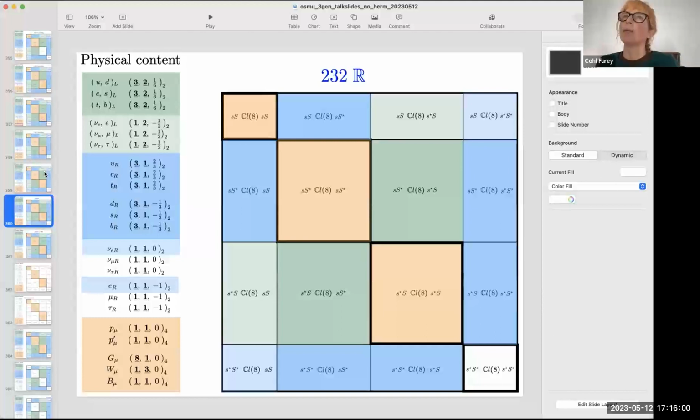Will it affect all particles? Like, will it act on gauge bosons, for example? The thing is that I have essentially two copies of CL8, which is CL9, thought of as a direct sum of two copies of CL8. One corresponds to left-handed chiral fermions, the other to the right-handed chiral fermions.